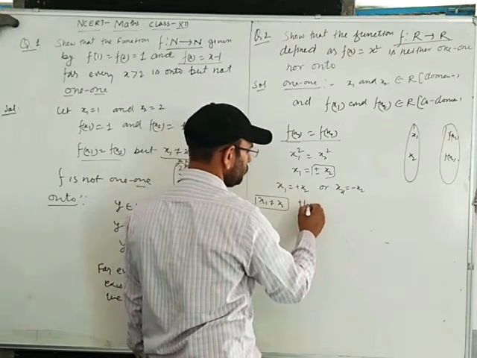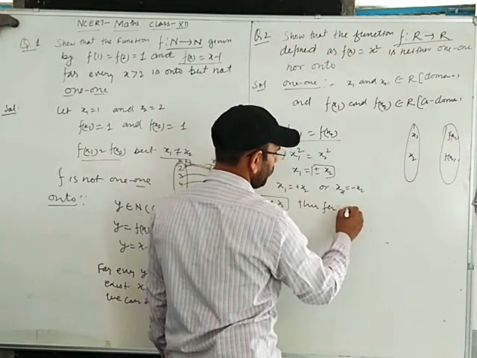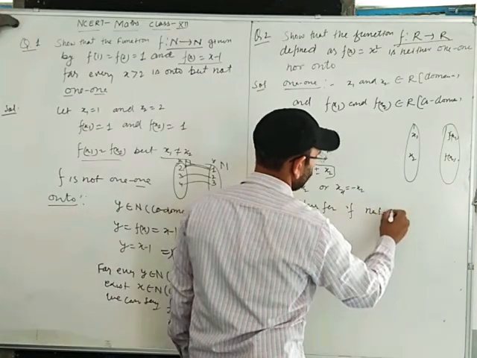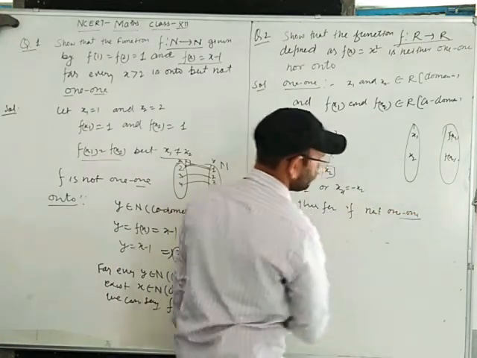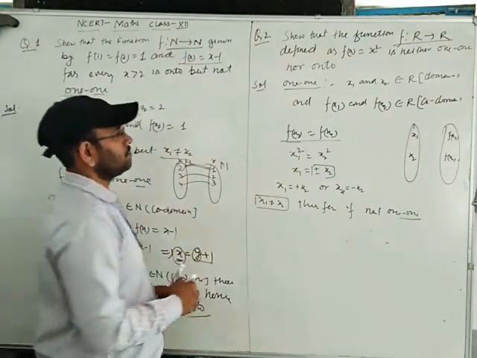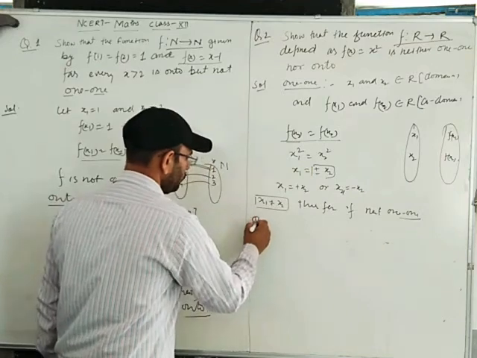Therefore f is not one-one. Clear? Next is that we have to prove onto.